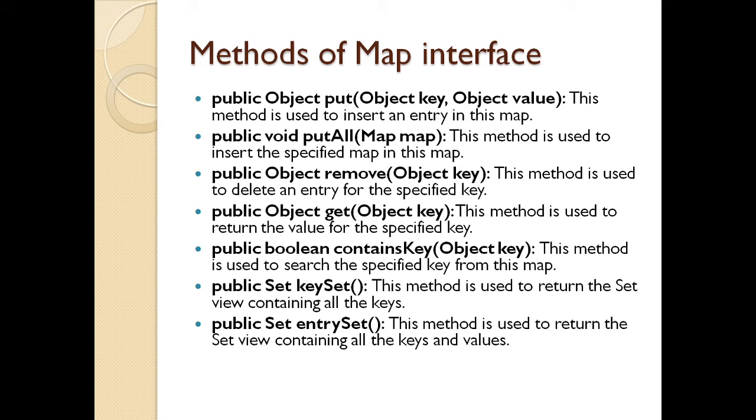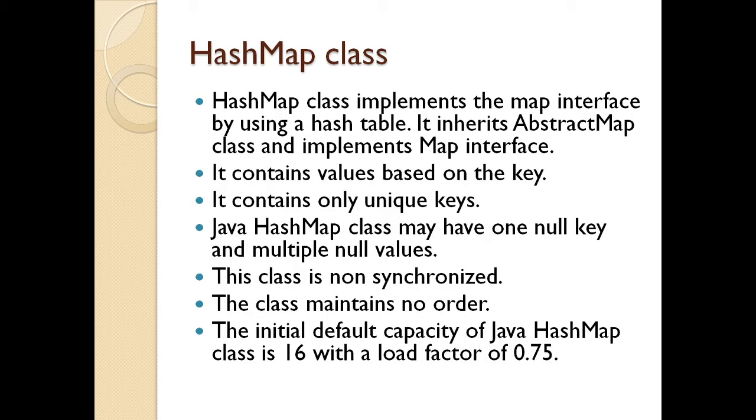Now coming to the next subtopic, the implementation of the map, which is your hash map class. It implements the map interface by using a hash table. It inherits the AbstractMap class and implements the Map interface. It contains values which are based on the keys. Hash map will only contain unique keys. This class may have one null key and multiple null values. The class is non-synchronized. This class maintains no order. The initial capacity of Java hash map is 16 with a load factor of 0.75.